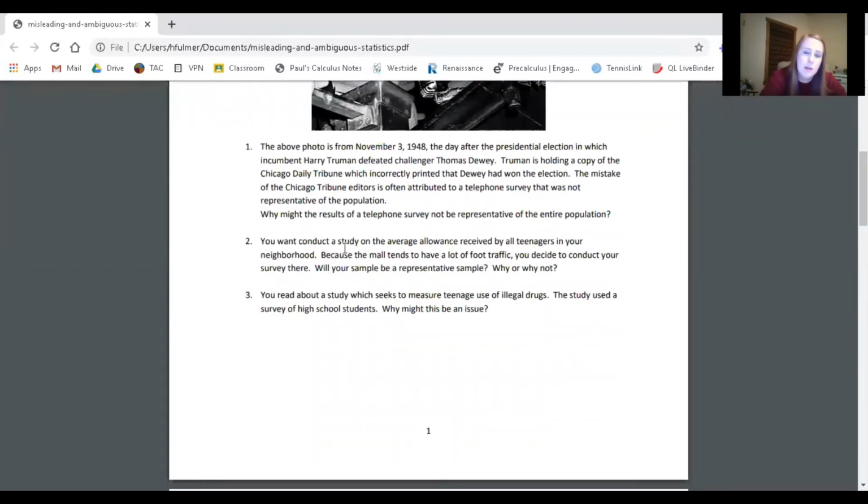Number two is about a study on the average allowance received by teenagers in your neighborhood. And you decide to conduct your survey at the mall, and it wants you to answer the question, will your sample be a representative sample, which just means are the people that you are asking these questions to, or the people that you're surveying, is that going to be an accurate representation of all teenagers in your neighborhood? And then answer why or why not.